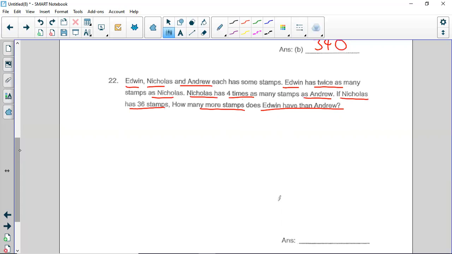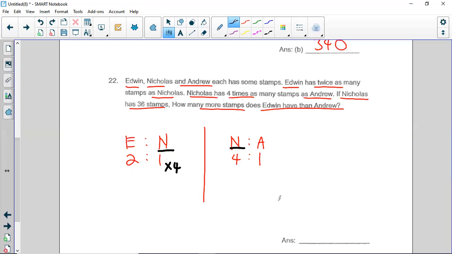Now, for the first sentence, we can't write anything, but the second sentence, Edwin has twice as many as Nicholas. 2:1, twice, right? Edwin has 2 times, Nicholas has 1 time. And then Nicholas has 4 times as many as Andrew, 4:1. Okay, and then you look at these 2 ratios and you compare. Do you see something similar? You can see Nicholas and Nicholas, same person, but the numbers are different. So you have to make them equal. So you times 4 and you times 4. And then what do you get?